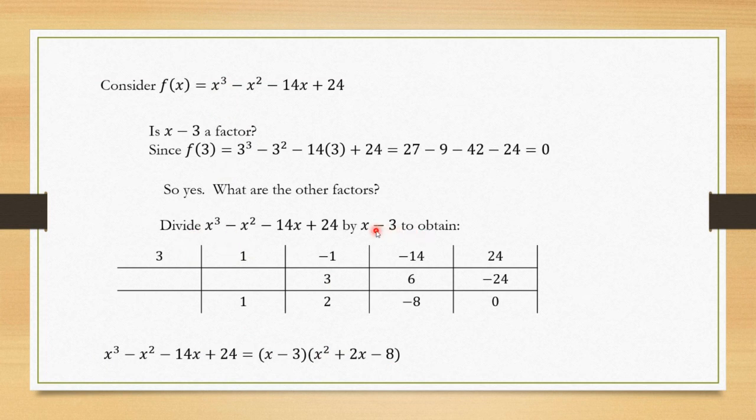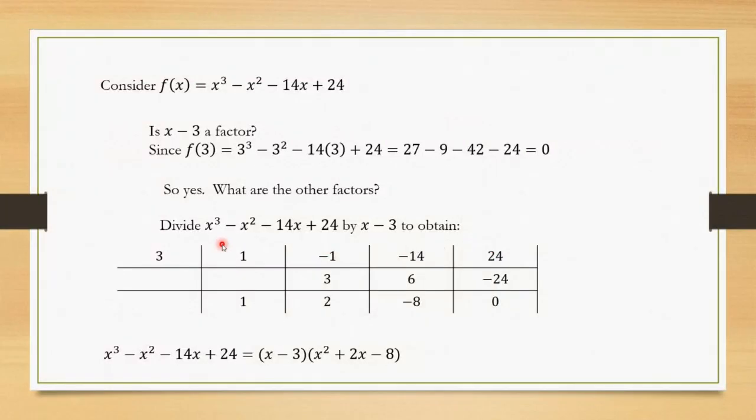Remember, what you do is this. The number here has to be x minus a number. This number goes here. If this was x plus 3, we would think of that as x minus negative 3, and negative 3 would go here. It's x minus 3, so 3 goes here. So here we get x cubed minus x squared minus 14x plus 24. The coefficients we list like so.